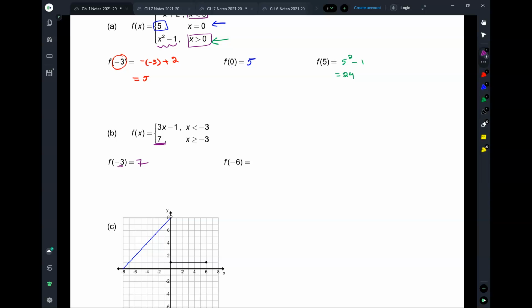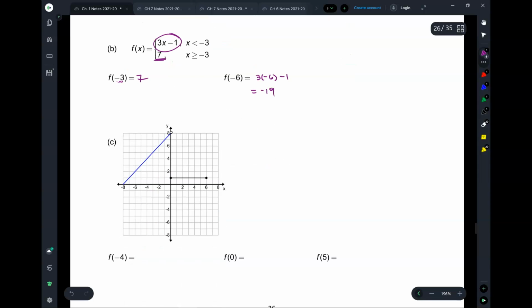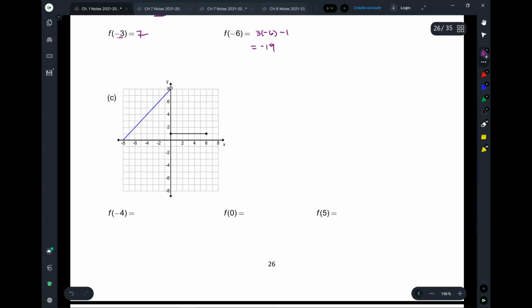-6 is in which interval? The first interval. I plug it into the function that goes with the first interval, and I get 3 times -6 minus 1. How much? -19. Okay? All right.